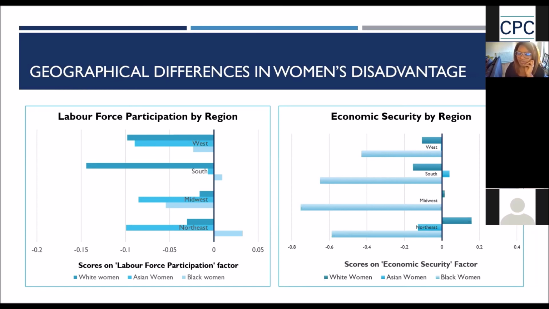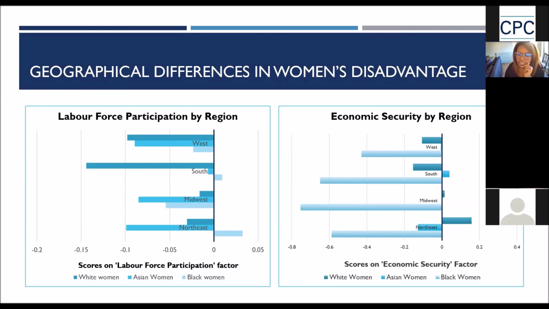Now, for labor force participation, I noted that Black women have on average higher labor force participation scores than white women, and the graph on the left shows that this is largely driven by above average scores in labor force participation in the Northeast and the South. Asian women and white women have below average scores in each region, with Asian women having the lowest scores in the Northeast and white women having the lowest scores in the South.